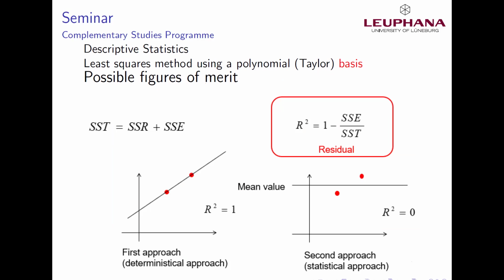SSE cannot be larger than SST. Otherwise, R square is not positive. R square is positive because it's the ratio between SSR, which is positive, and SST, which is positive. It cannot, in any case, be larger than 1. Why that? Because SSE divided by SST is always positive, and SST is always positive. This means it cannot be larger than 1 either.